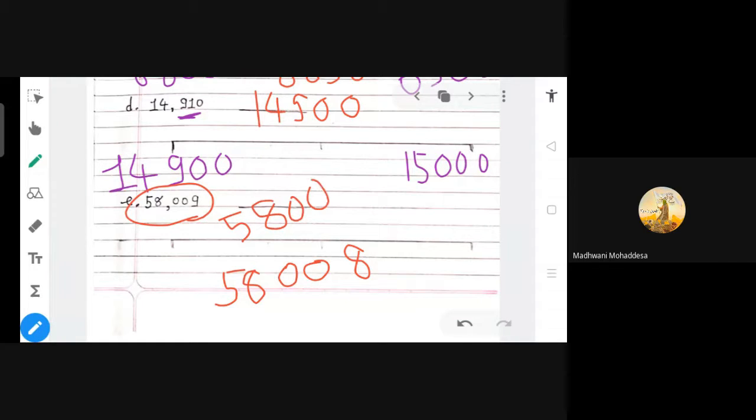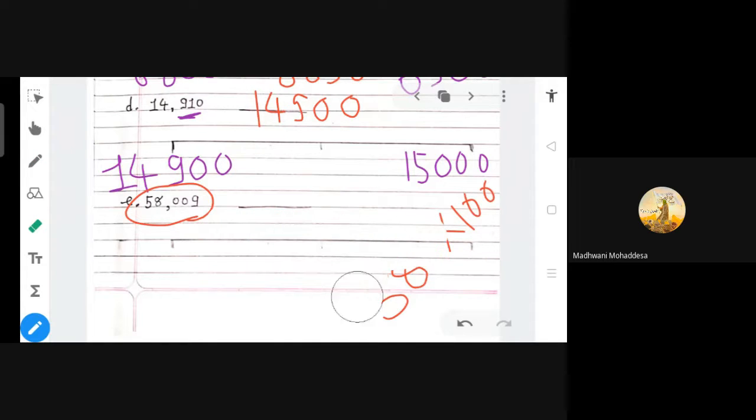This is the nearest number, and it is also a multiple of 100. Multiple of 100 means when you multiply 580 with 100, you will get this answer only. So this is also a multiple of 100 this way. So we will write 58,000 on the left end. Okay, then we will discuss the right end also.